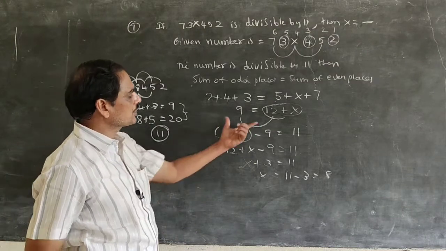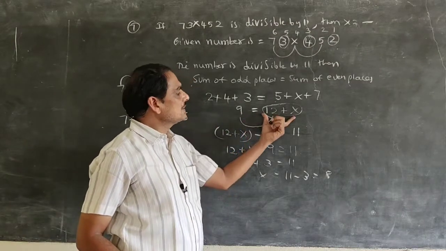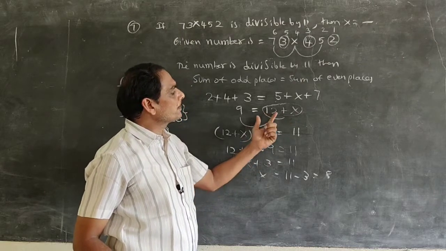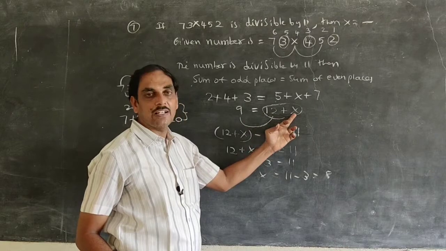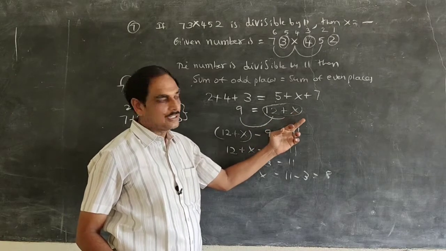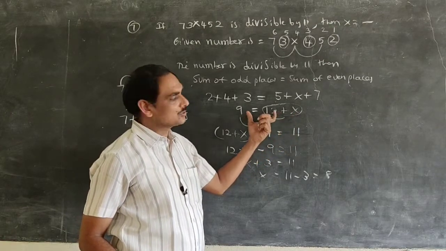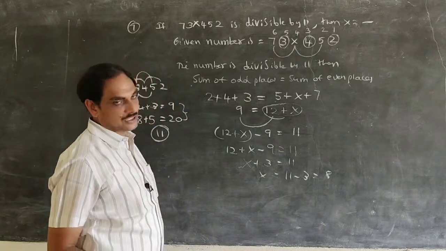Sometimes these two are equal, but here in this situation 12 plus x is already greater than 9, so we cannot substitute values of x from 0 to 9 to equate them. So this is the 7th problem.